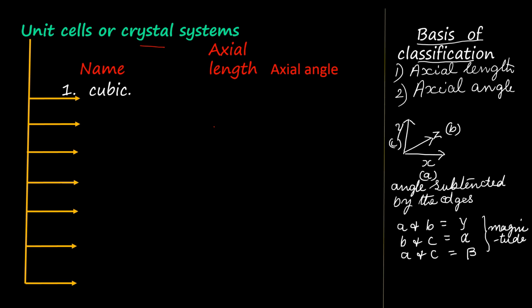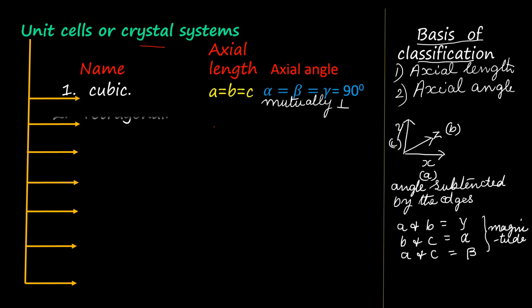The first one is cubic. Axial length A is equal to B is equal to C. All the 3 edges are of the same size. What about axial angles? Axial angle alpha is equal to beta is equal to gamma, and all of them are 90 degrees. That means the edges are mutually perpendicular.